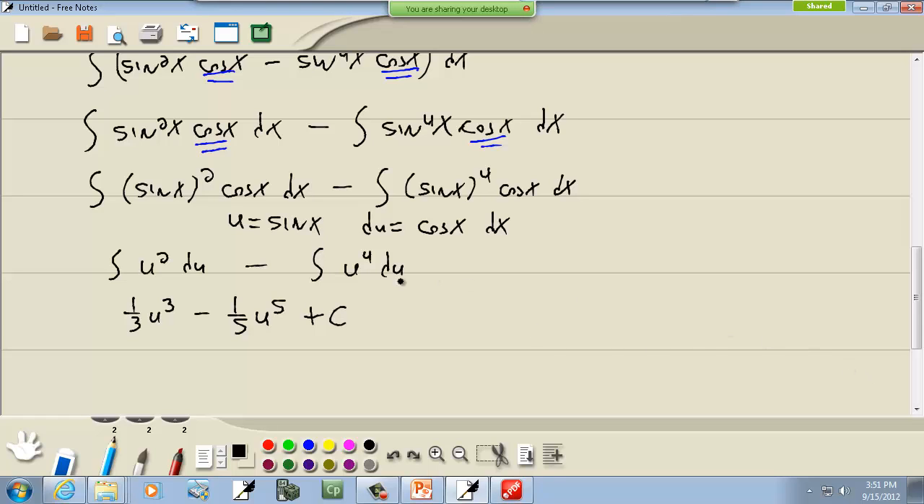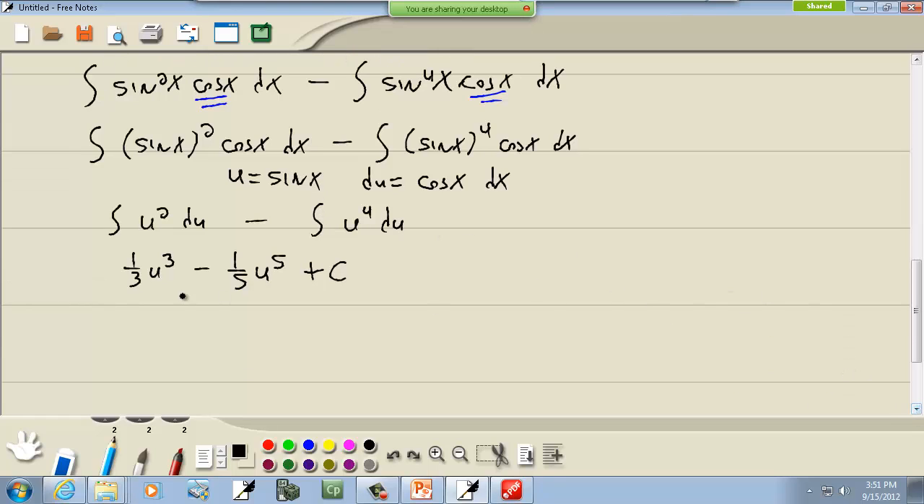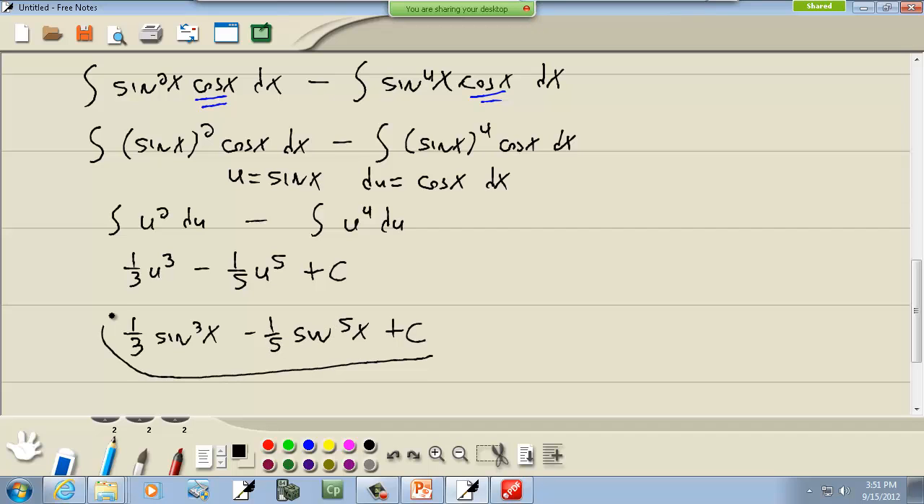And u, we said, was sine x. So let's put that in there. So we've got 1/3 sine to the third minus 1/5 sine to the fifth plus c. And that's our answer.